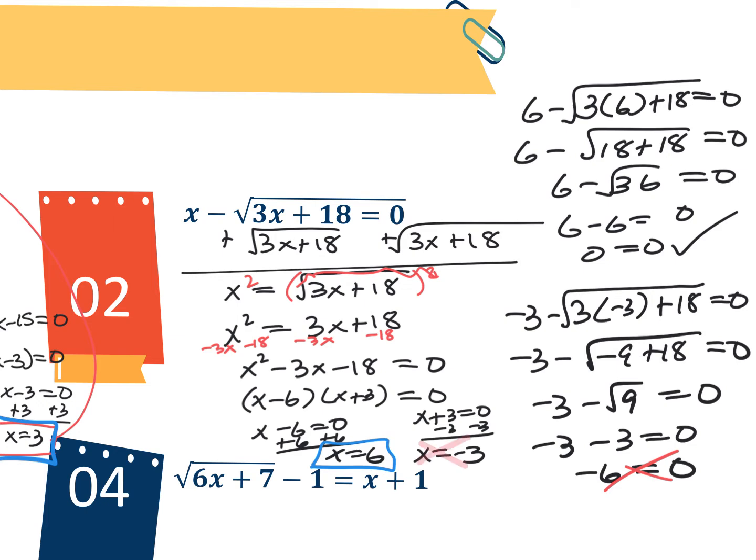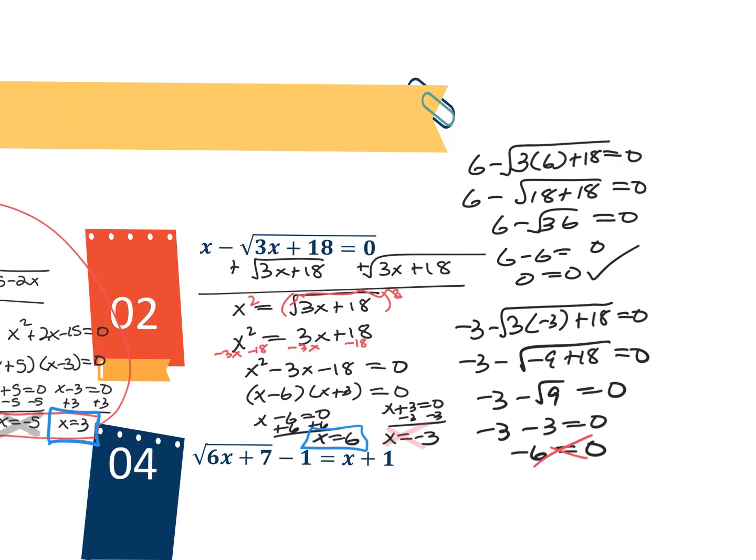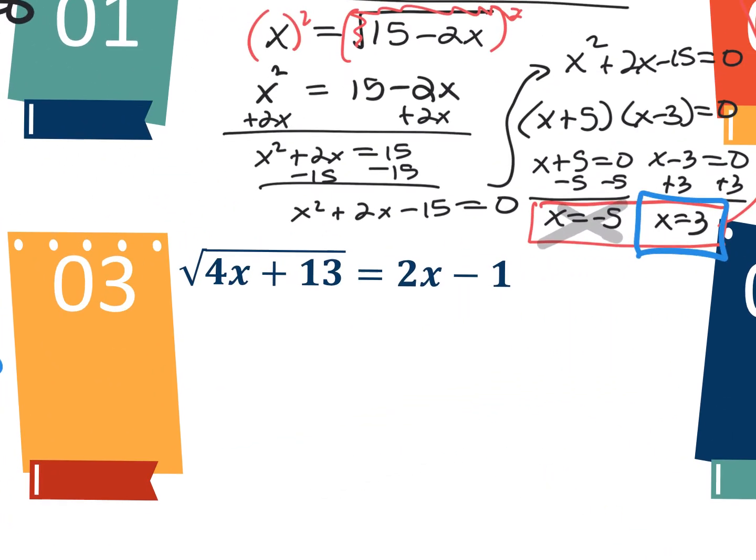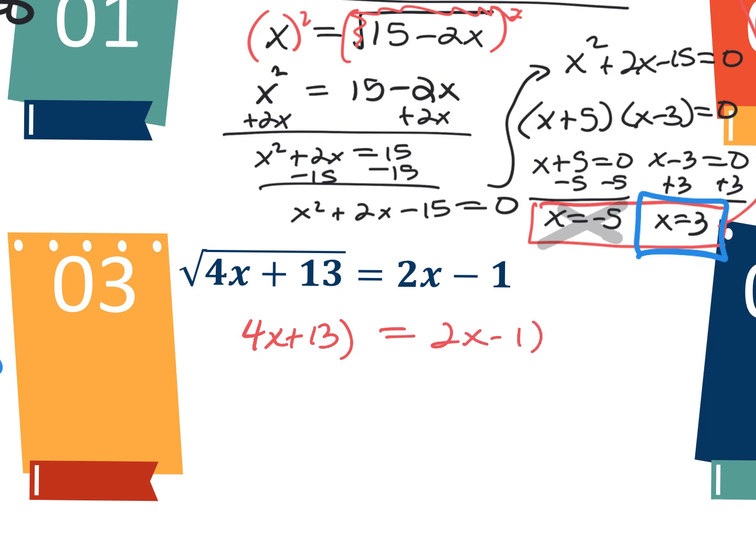Try the next one. Again, first step is to isolate the radical. This one's already isolated for me. So what I'm going to be doing is squaring both sides. So here, 4x plus 13 equals 2x minus 1 squared. When I square the left side, the radical just disappears.